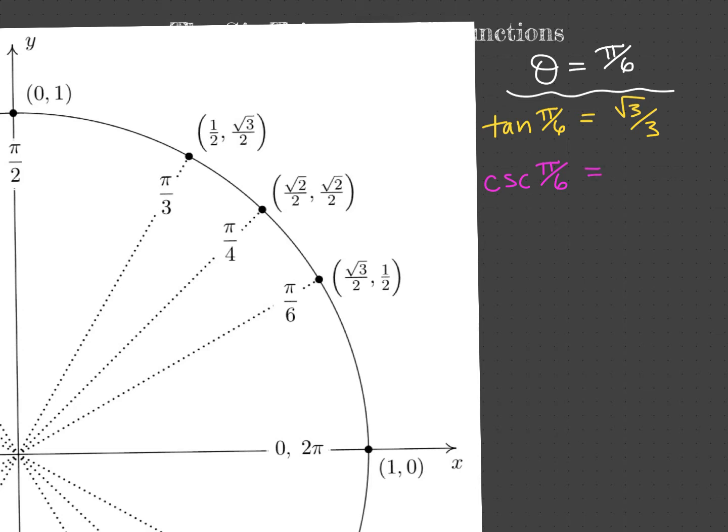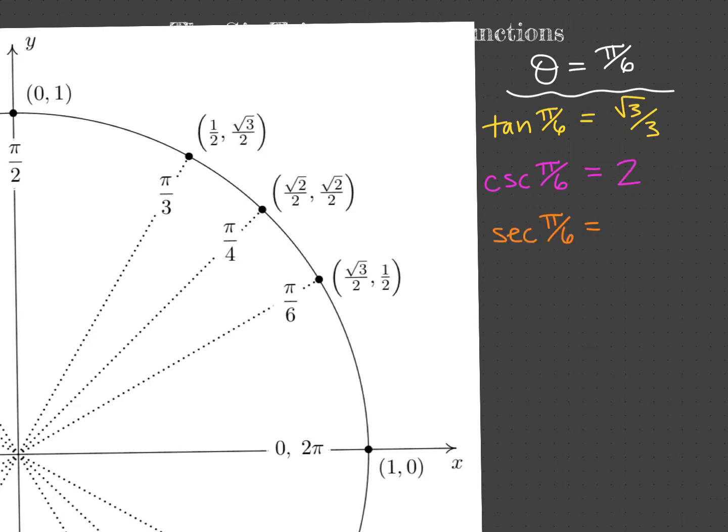Well, the cosecant we defined as 1 over y, or the reciprocal of the y-coordinate, the reciprocal of sine. Let's take a look at what our y-coordinate is here. It's 1/2. Now, before you go write 1 over 1/2, you can do this in a lot simpler way by understanding the word reciprocal, which just means flip it. So the reciprocal of 1/2, or our y-coordinate, is just 2. So the cosecant of pi over 6 is 2.